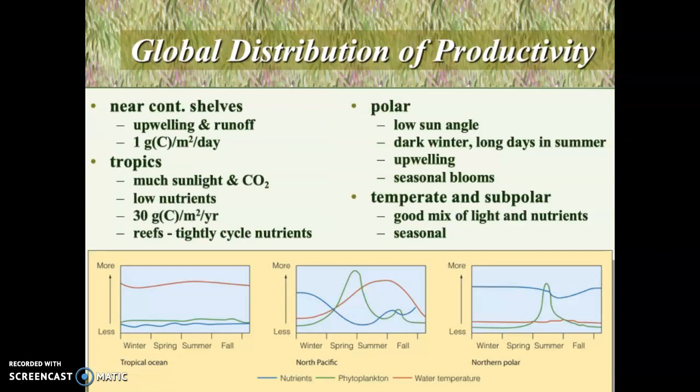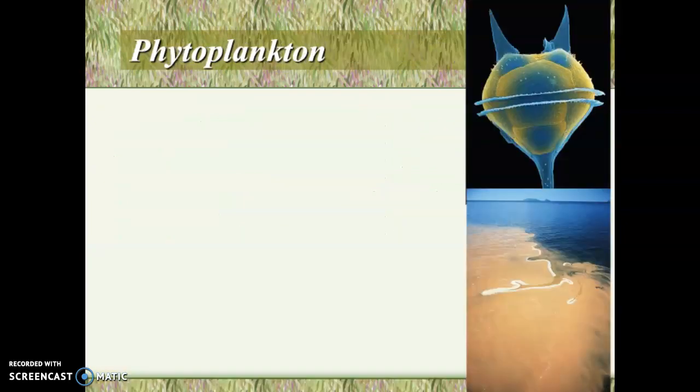Here are some diagrams from your book on global distribution of productivity. You can see continental shelves, tropics, polar. Each region has its own mix of conditions that can lead to increased or decreased productivity. And you can see that there are some important seasonal variations, especially when you get into the higher latitudes. So let's take a look at some of the producers that live in the ocean.